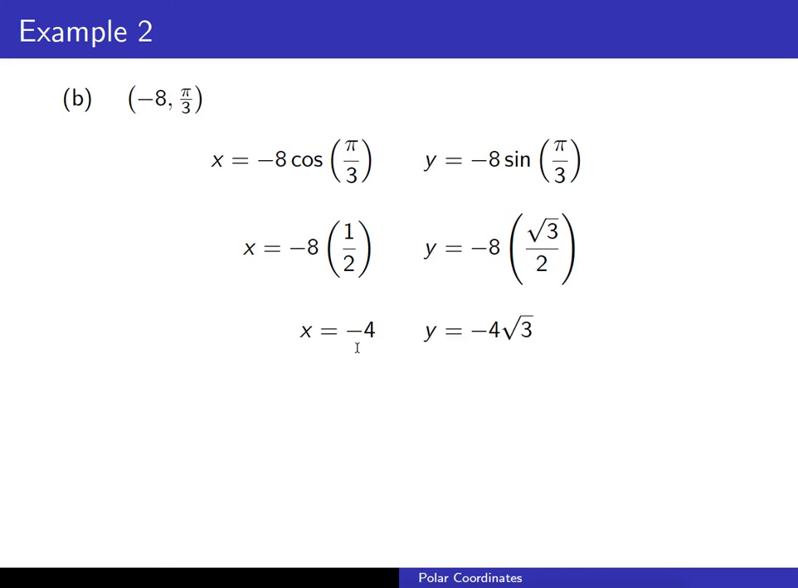Half of negative 8 for x is negative 4, and then negative 4 times the square root of 3 gives us a y value of negative 4 square root of 3. So our x and y representation of the polar point (-8, pi over 3) is (-4, -4 square root of 3).